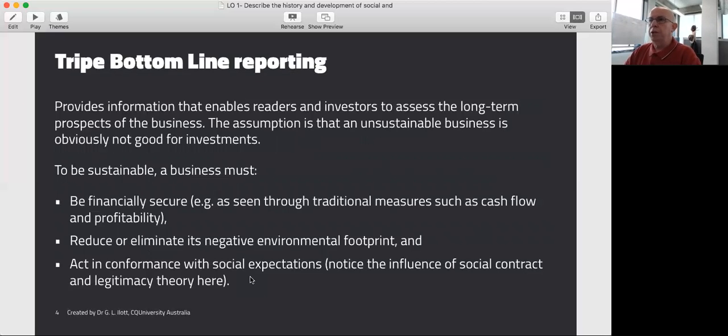So triple bottom line reports on your business operations in a way that looks at the financial operations. At this point, it's a traditional financial report. It looks at the environmental operations and looks at social expectations. And they're the three lines, and hence the word triple bottom line.